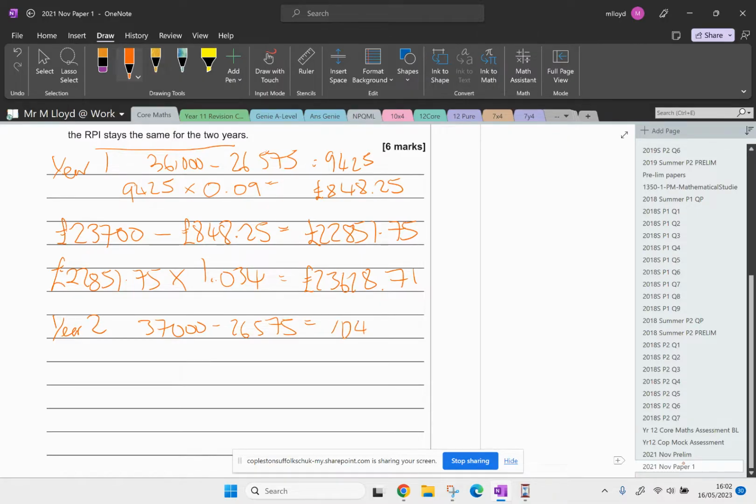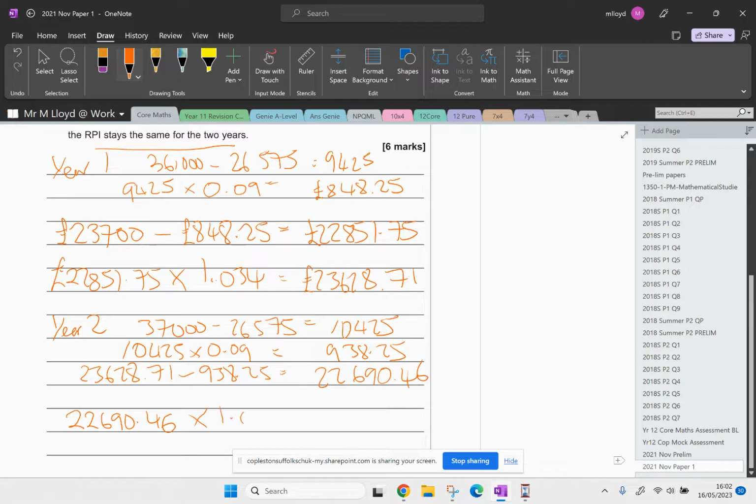So 10425 is now taxable. 10425 is going to be multiplied by 0.09, which is £938.25. That's now going to be deducted from the loan. So 23628.71 take away 938.25. So 23628.71 take away the answer is £22,690.46. And then finally, we're going to add the interest on.